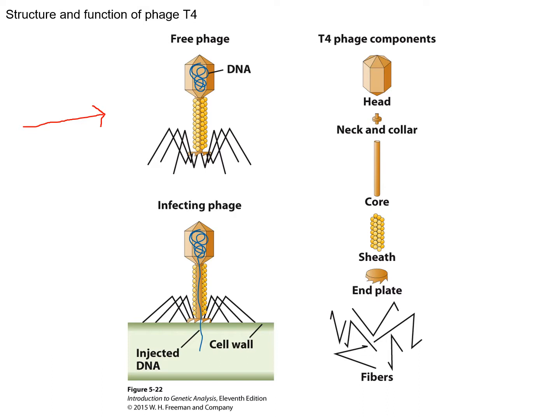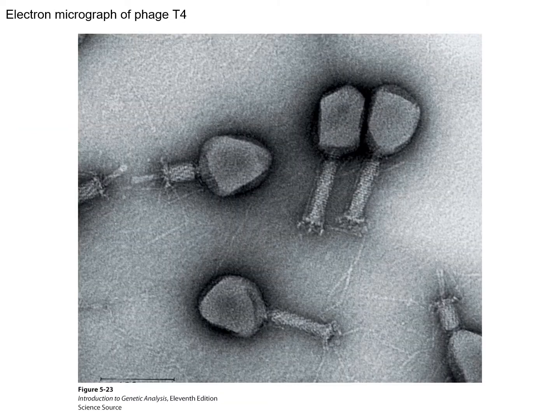So this is a picture of a phage. We have some different components. The head is where the DNA is stored. There's a neck and collar that's attached to this core, and around the core is this sheath of molecules. There's an end plate at the bottom, and then these fibers that are like legs that are used to attach to the bacteria. Here's an electron microscope picture of these phages. You can actually see the heads, the sheath surrounding the main component there, and also those spindly legs that are coming off the bottom.